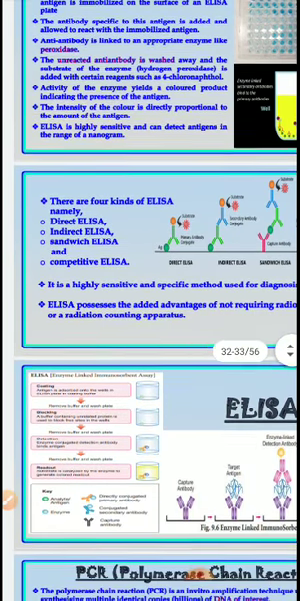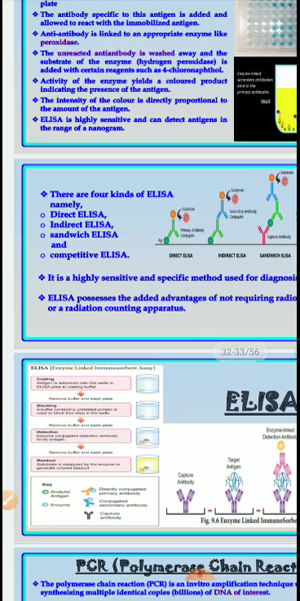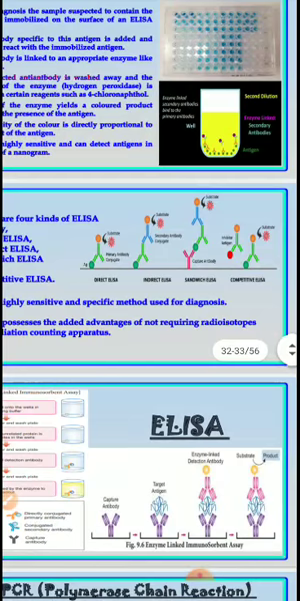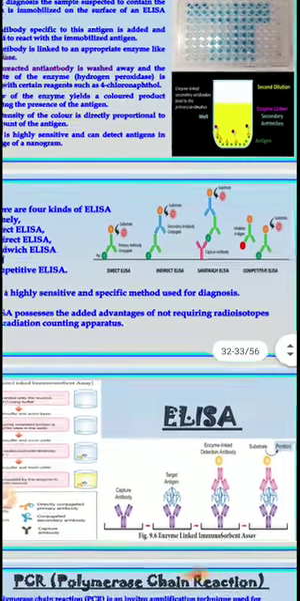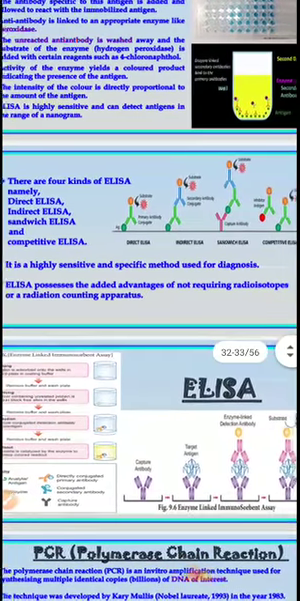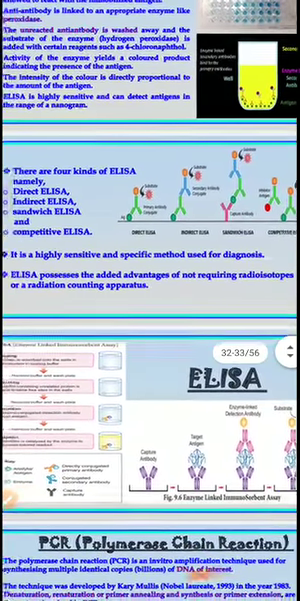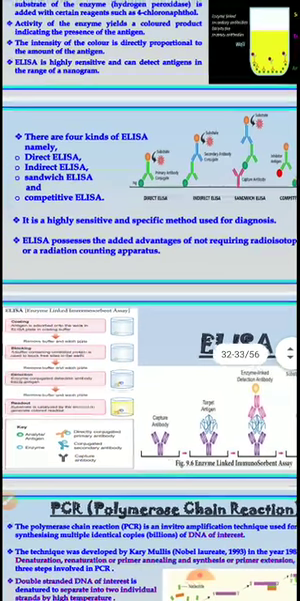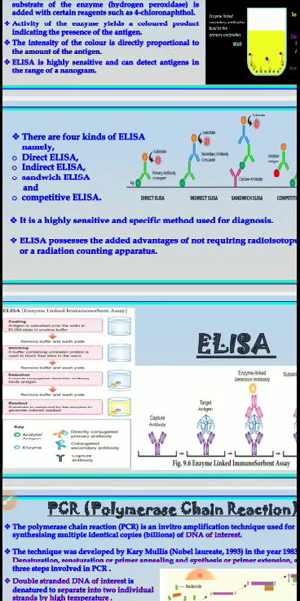There are four kinds of ELISA: direct ELISA, indirect ELISA, sandwich ELISA and competitive ELISA. Next class we can discuss that. This diagram of direct, indirect, sandwich and competitive ELISA you have to draw in your note. It is highly specific for use in diagnosis. It is not in your book, so please draw it in your note and use it in your exam. You will get more marks from this question.